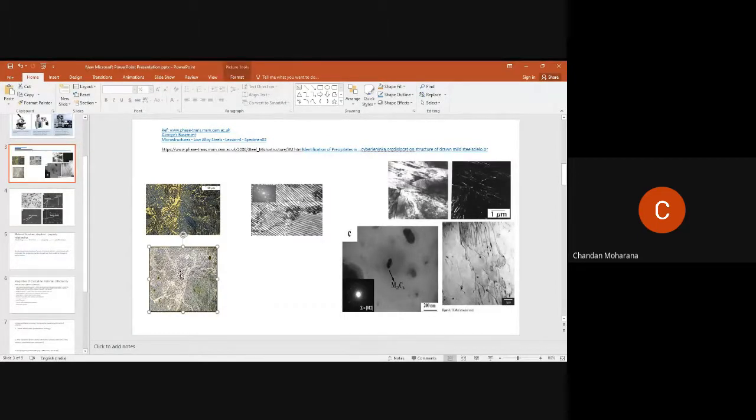That can be done by just normalizing. If you remember, normalizing means air cooling. You take the steel to the austenitizing temperature, then from the austenitizing temperature you cool the sample in the normal atmosphere. Normalizing means a faster cooling. So the cementite formed along the grain boundaries will not get time to grow along the grain boundaries, right? It will remain as small particles along the grain boundaries.